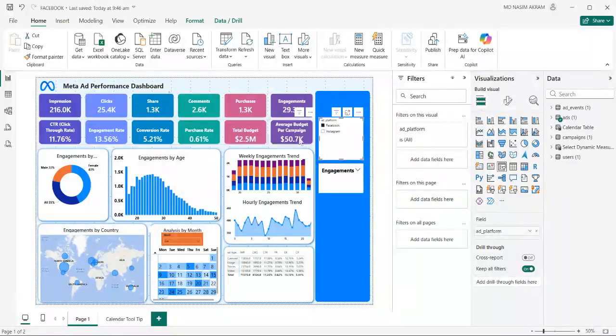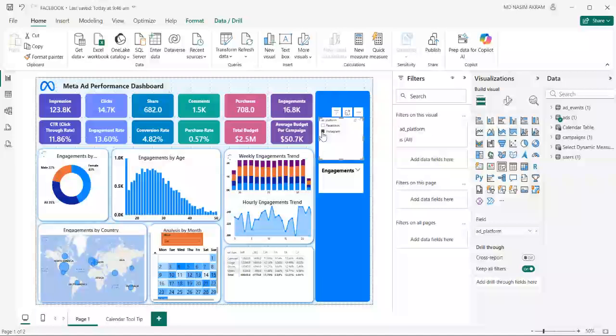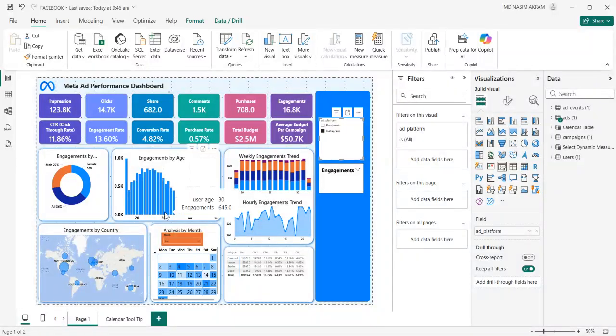So let's see the same for Instagram. When you click on Instagram, we get insights for Instagram. We can see here in the Instagram that the major customer is between the age of 20 and 30. You can see here the majority of the data lies between 20 and 30. So here we can conclude that most of the people who are watching our ad are between the age of 20 and 30.